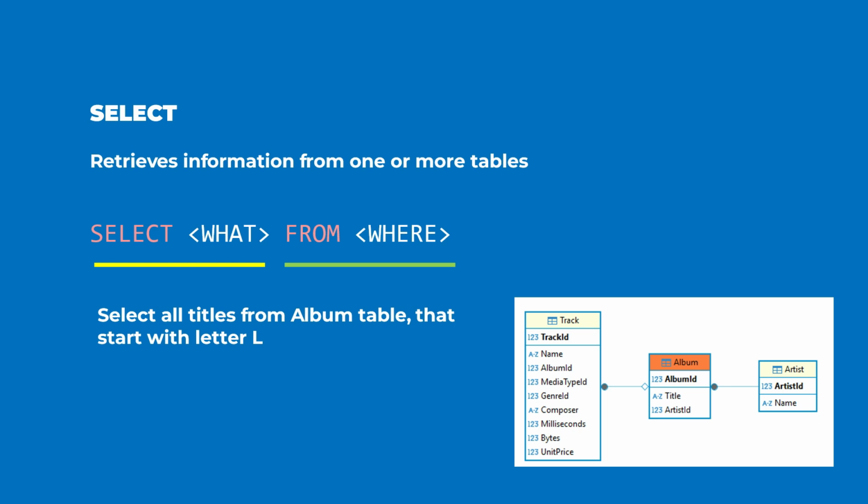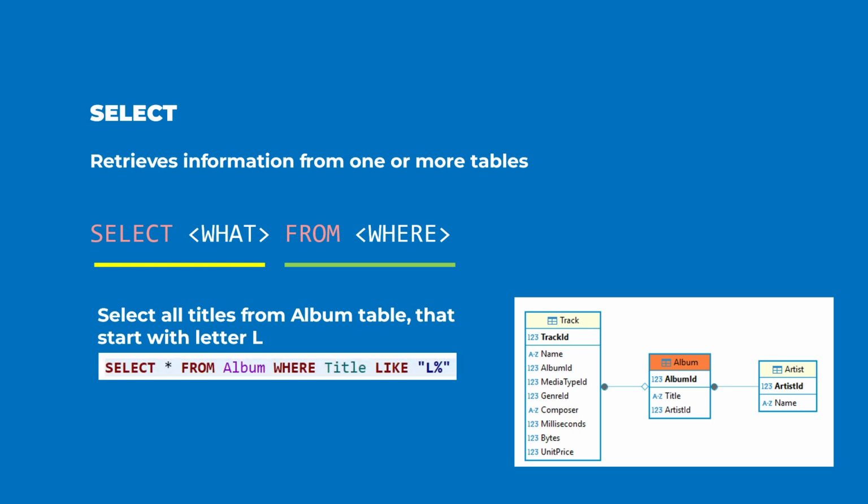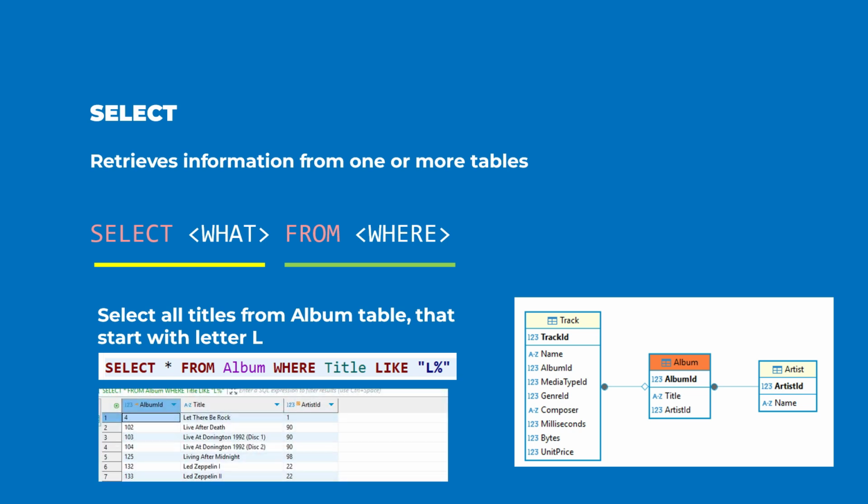For this we can use the expression select asterisk from album followed by a where clause on title, and then we use the like operator with the percent sign, which is a wildcard after letter L. And we can see in the retrieved information that all titles start with letter L. Similarly, there are other wildcards like underscore and square brackets that we can use.